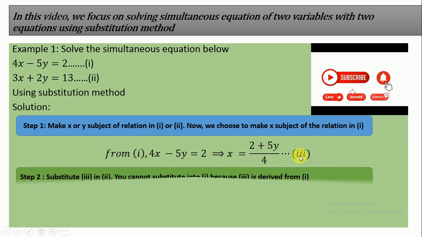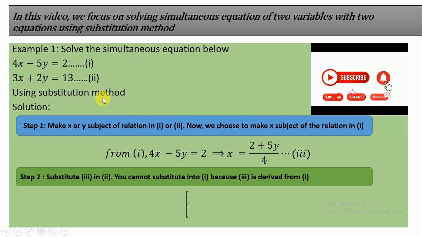Step 2. You substitute your equation 3 into 2. Don't forget, equation 3 was derived from 1. So the next thing is for you to substitute this equation 3 into 2. You cannot substitute equation 3 into equation 1 because 3 is derived from 1. So you can substitute equation 3 into 2.